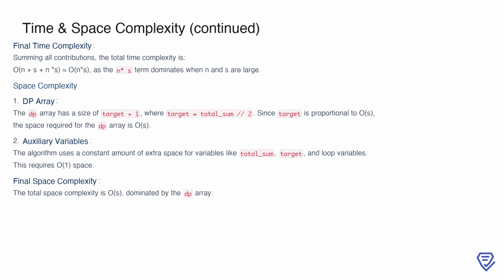Now, for the space complexity, the dominant factor is also the dp array, which has a size of target plus 1. Since target is proportional to s, the space required for the dp array is O(s). Additionally, the algorithm uses a constant amount of extra space for variables like total_sum, target, and loop counters. These require O(1) space. When we consider both of these factors, the total space complexity is O(s), with the memory usage of the dp array being the main contributor.